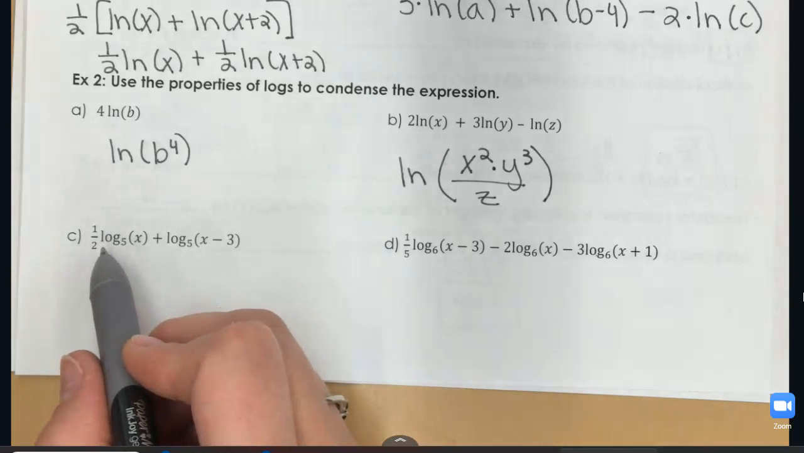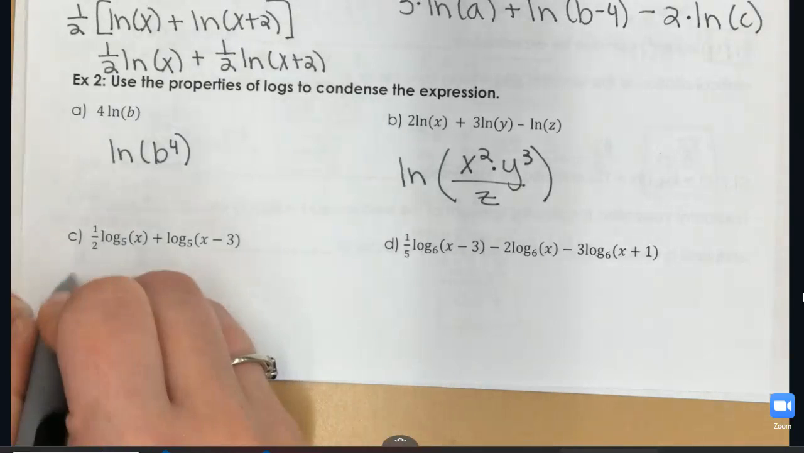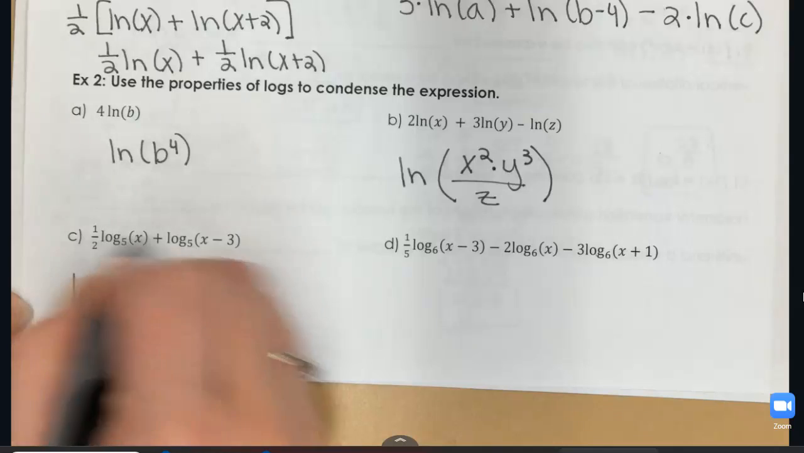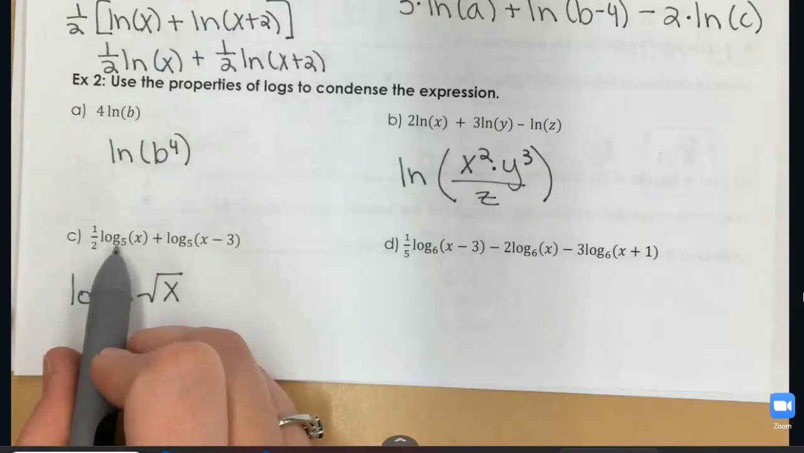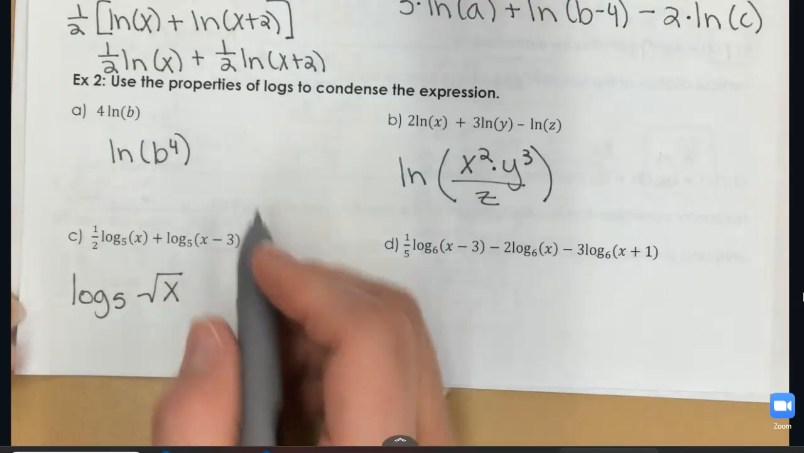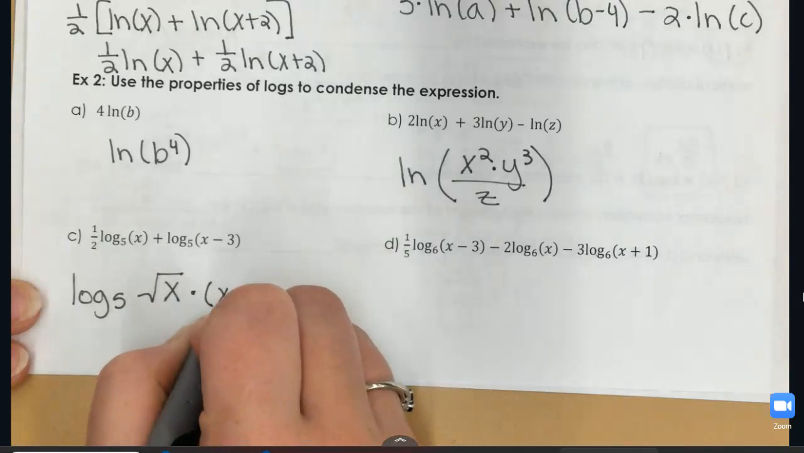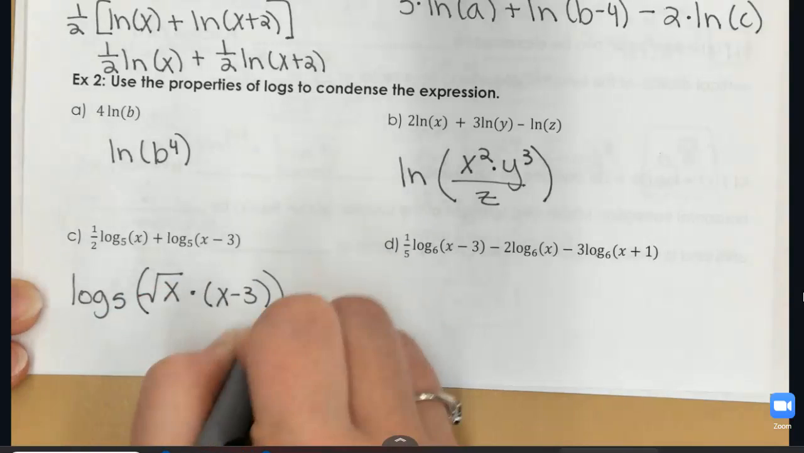Moving on to c, I have 1/2 log base 5 of x. So that would convert back to square root of x. And if these 2 are being added, that means that the terms were being multiplied. So that's going to be multiplied by x minus 3.